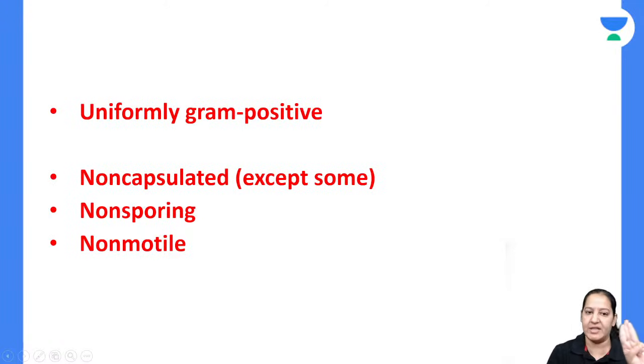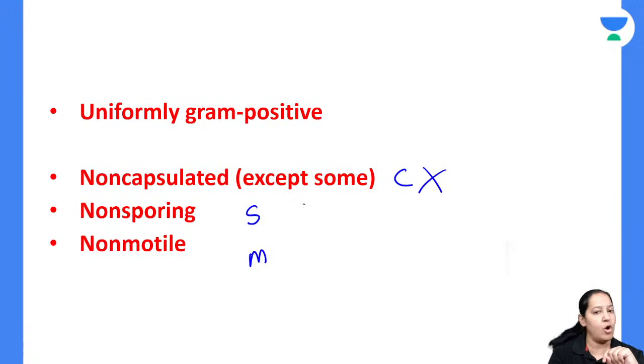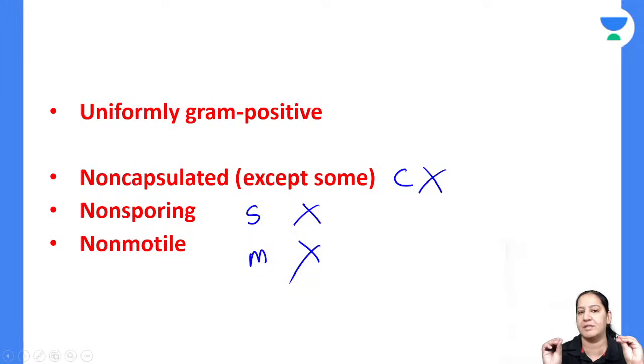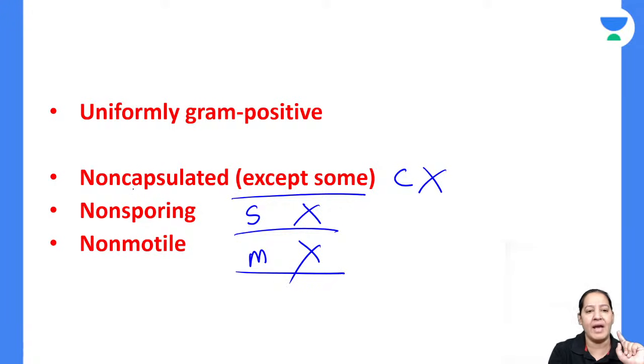Now you have to tell me three things. What about capsule? What about spore? What about motility? Here all three things are negative. They are non-capsulated, non-spore forming, and non-motile. Everyone give me a thumbs up. You got my point? So Staphylococcus are not capsulated, except some. Only a few are capsulated, but mainly they are not. They are non-spore forming and non-motile. So neither capsulated, nor spore forming, nor motile.